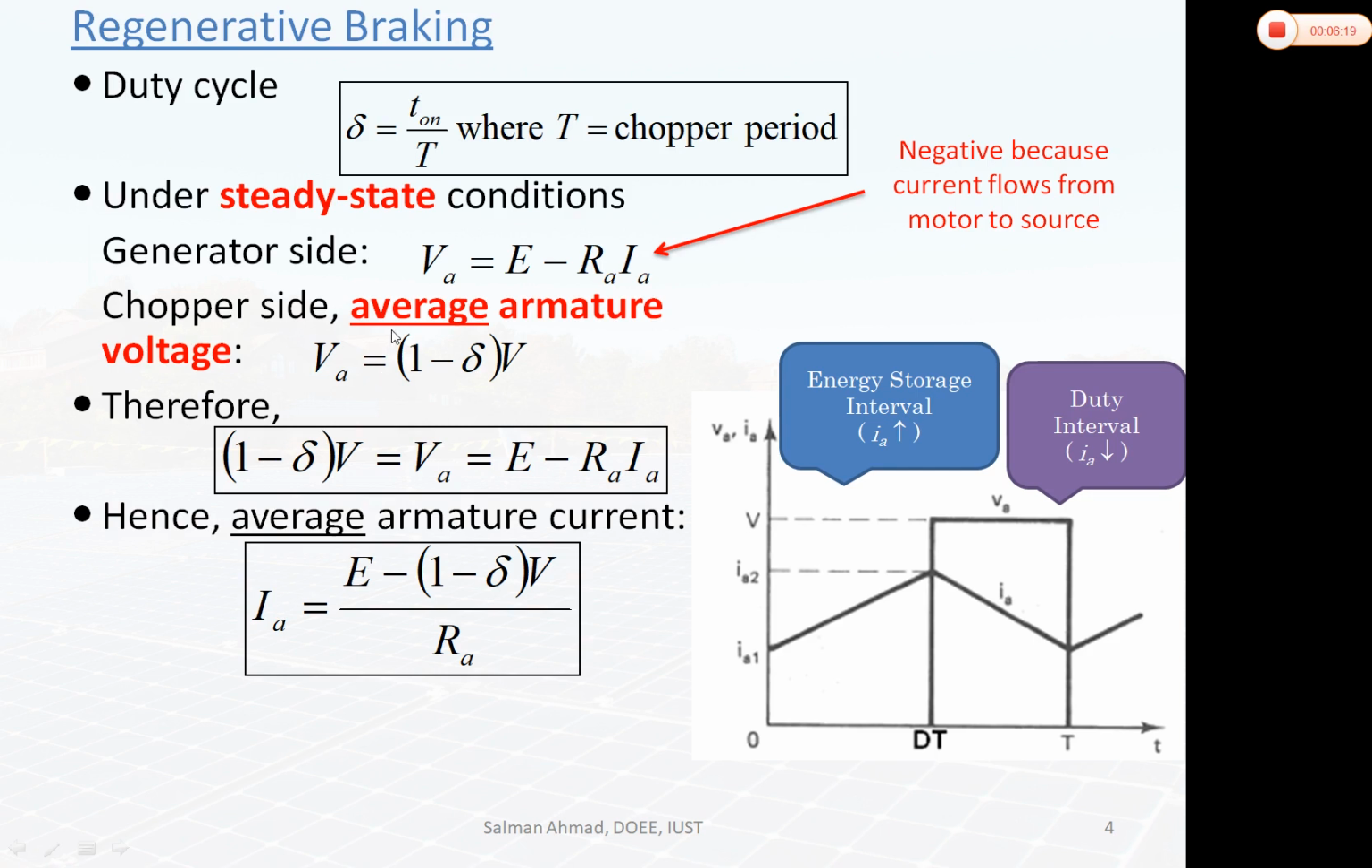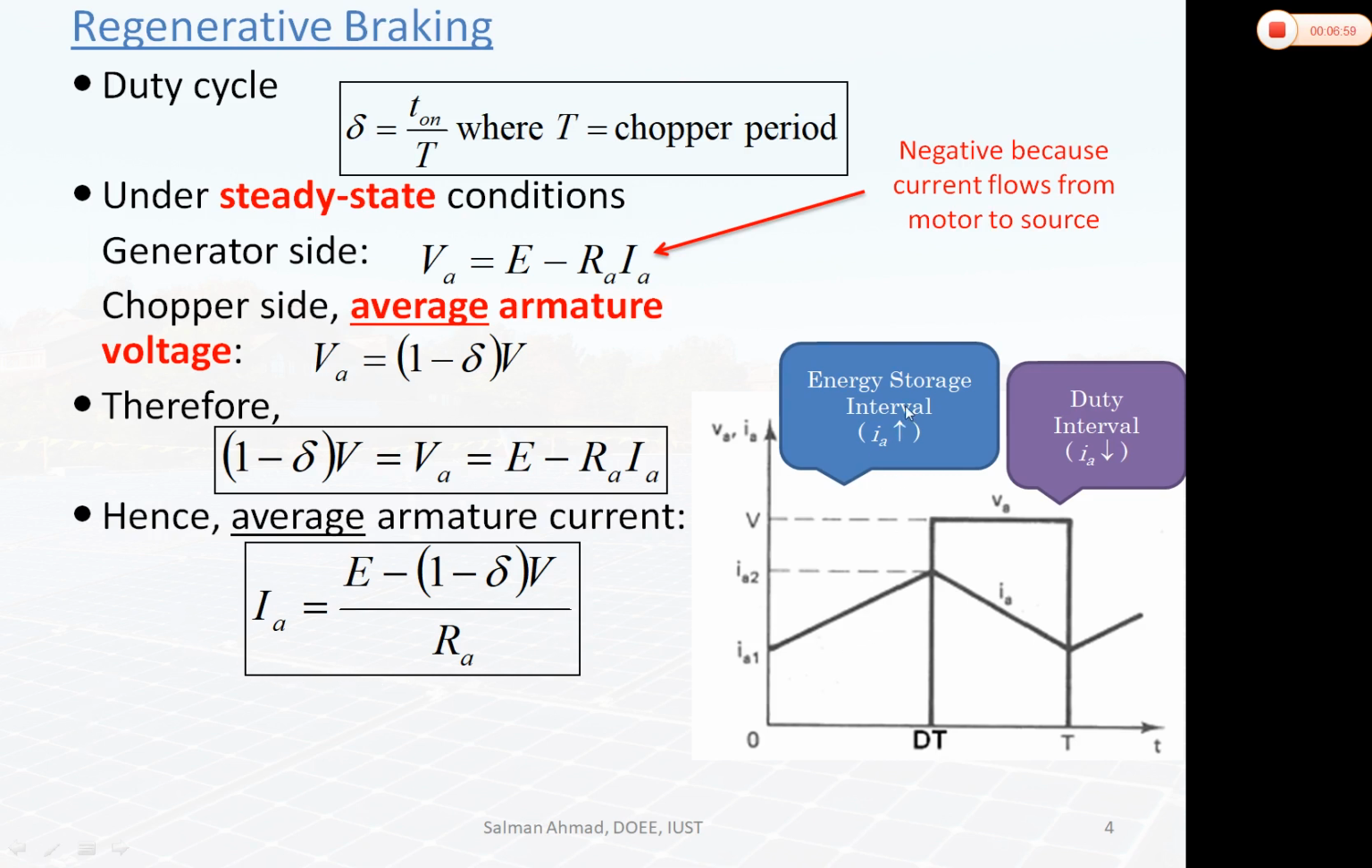So chopper side armature voltage, that will be the average voltage, we can define as 1 minus duty cycle times V. Okay, so that means the terminal voltage or the armature voltage will be equal to back EMF minus armature resistance drop. Here we had substituted 1 minus delta times V. Also, once voltages are known, we can define the current. Simply take this term this side and IaRa this side, you will get E minus 1 minus delta times V upon Ra. Okay, so this is the average armature current expression.